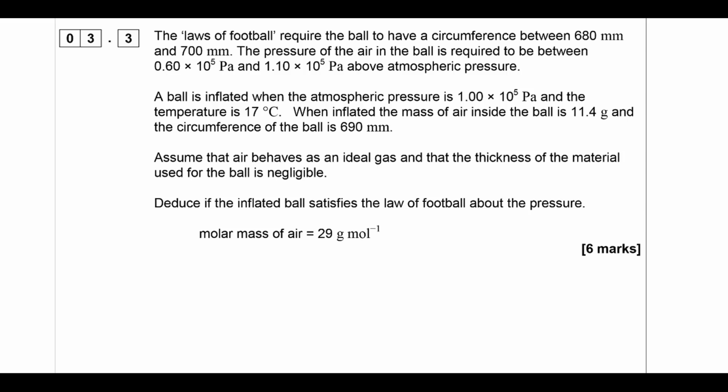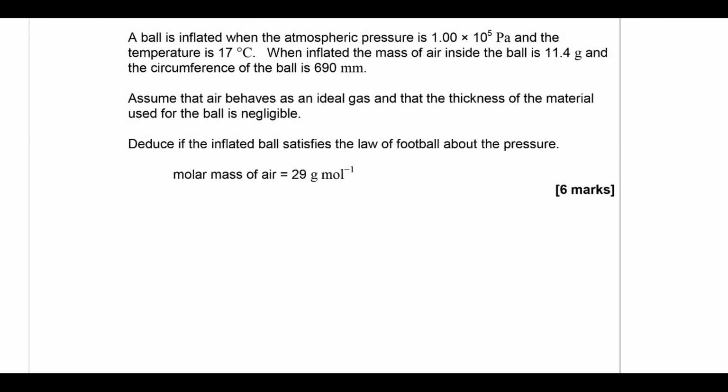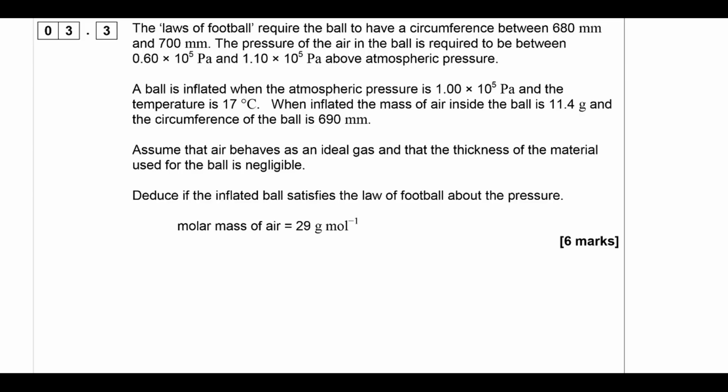So the laws of football require the ball to have a circumference between 680 and 700 millimeters, and the pressure of the ball is required to be between these two values. Deflate gate alert. So a ball is inflated when the atmospheric pressure is 1 times 10 to the 5 and the temperature is 17 degrees. When inflated, the mass of the air inside the ball is 11.4 grams and the circumference of the ball is 690 millimeters. Assuming the air behaves as an ideal gas and the thickness of the material used for the ball is negligible, deduce if the inflated ball satisfies the law of football about the pressure. And then we've got the molar mass of air.